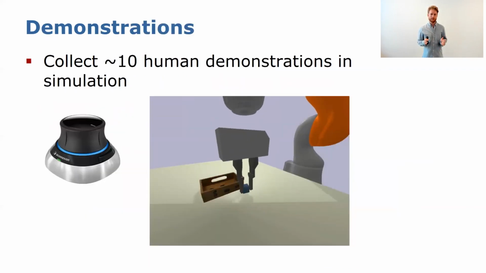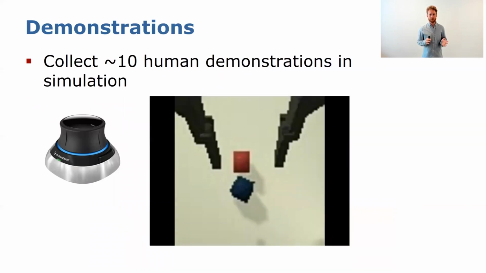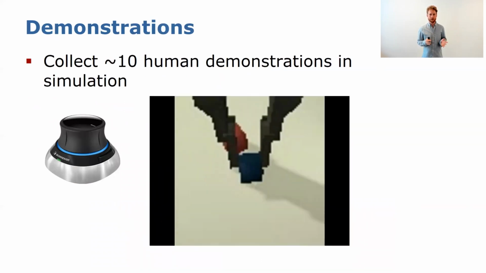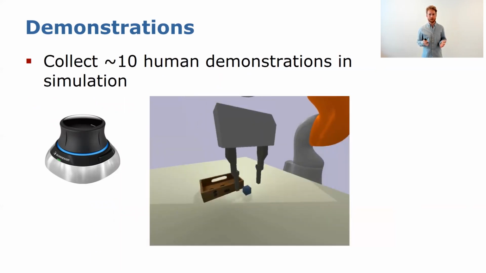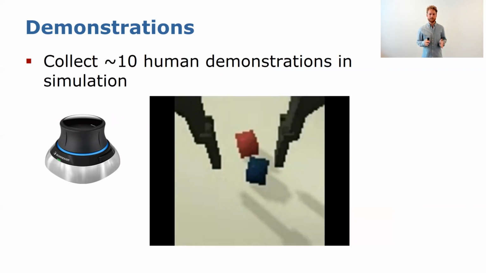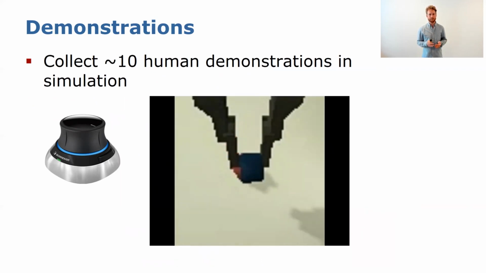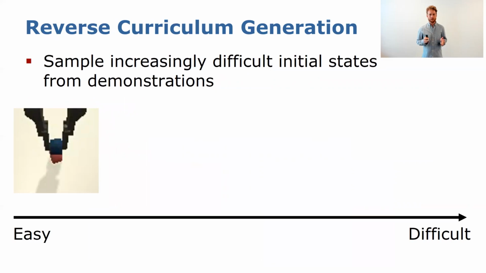For each task, we record a handful of human demonstrations in simulation using a 3D mouse. As opposed to imitation learning methods like behavior cloning, our approach does not need the actions, but only requires the states visited in the demonstration trajectory. During training in simulation, it is possible to initialize episodes from arbitrary states of the demonstration trajectories.